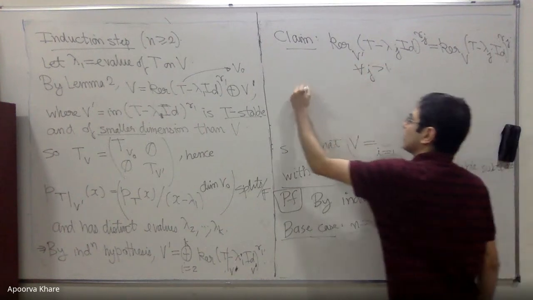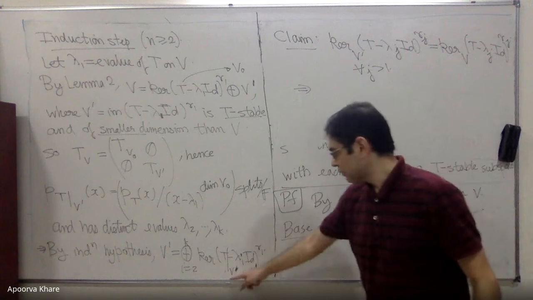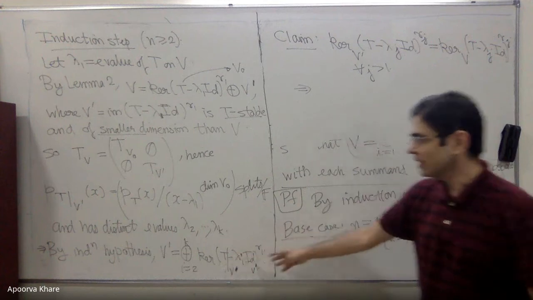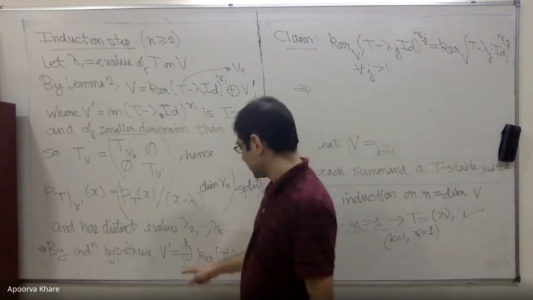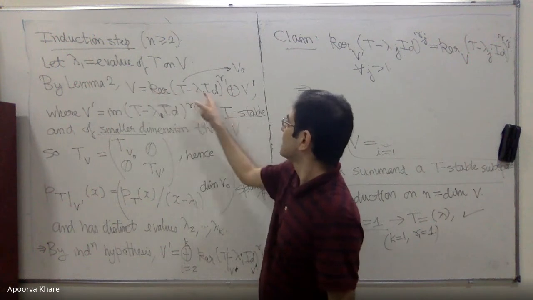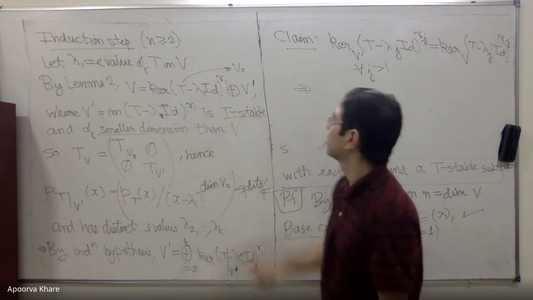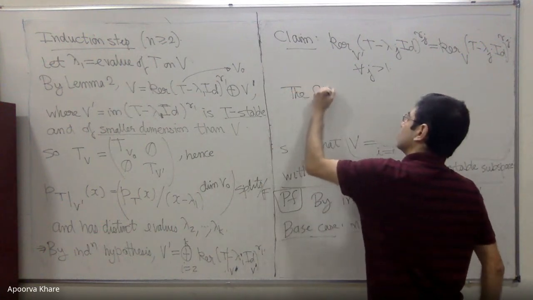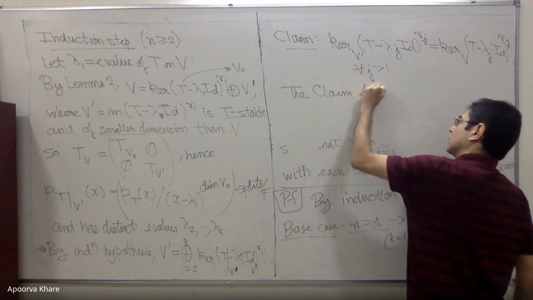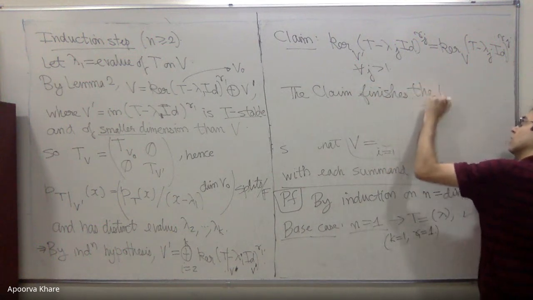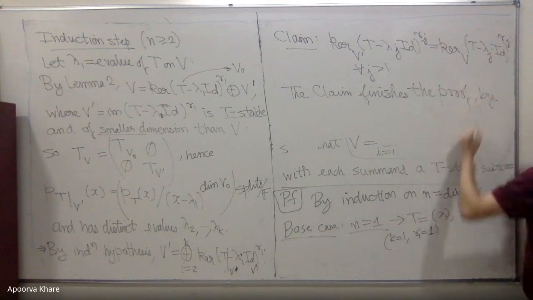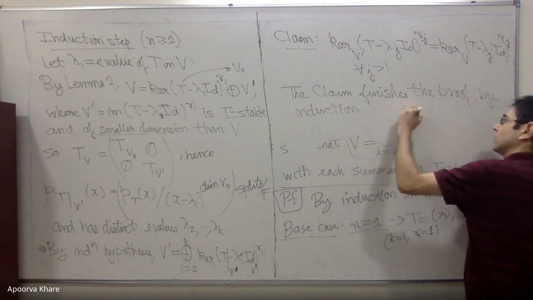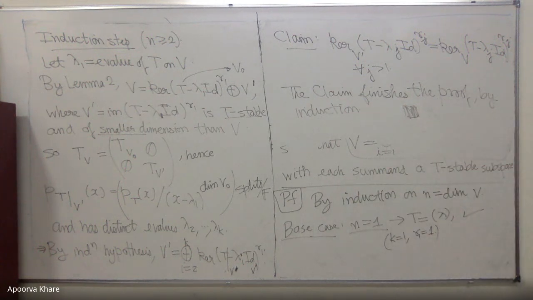And therefore I can remove the V prime here and just say that these are all kernels on V. Now V prime is a direct sum from 2 to k, and V is this direct sum from 2 to k plus the summand for 1. And therefore the claim implies this. So it remains to prove the claim.